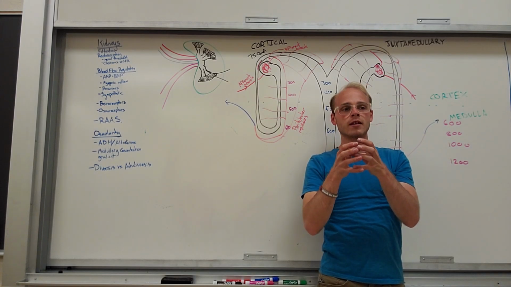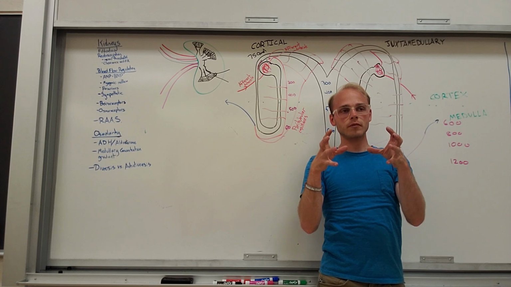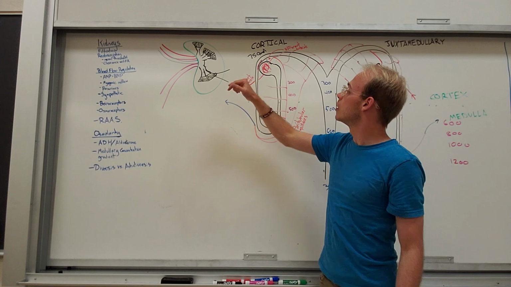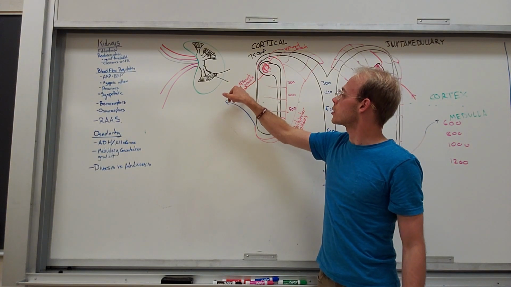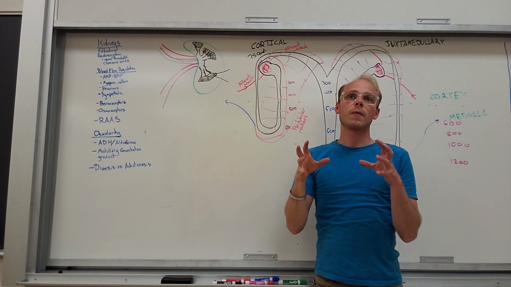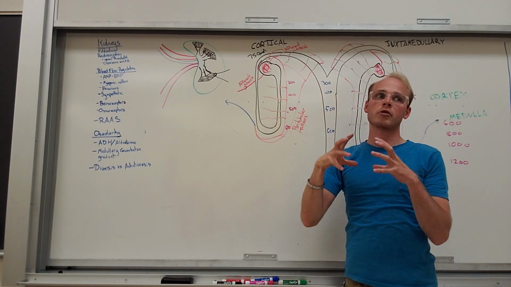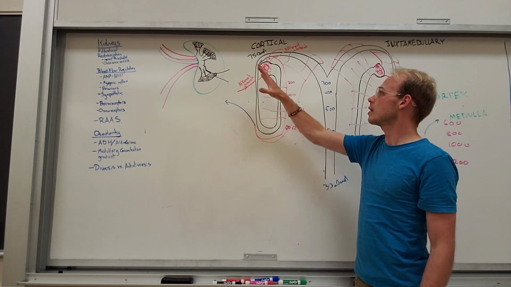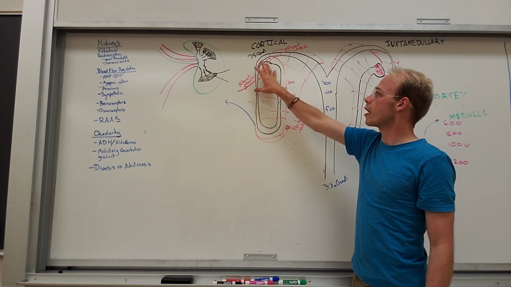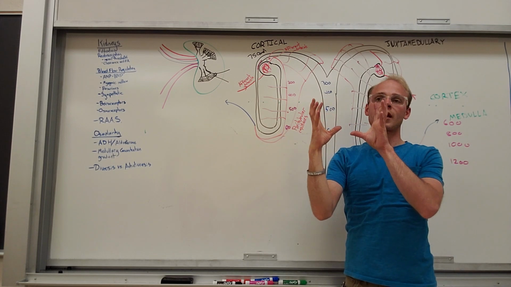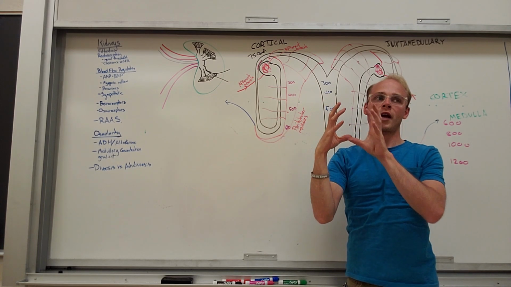When they get stretched, they will send signals to the afferent arteriole to dilate and the efferent arteriole to constrict. So we're trying to keep more stuff in the glomerulus to filter out, so the ventricles and atria aren't forced to stretch as much.